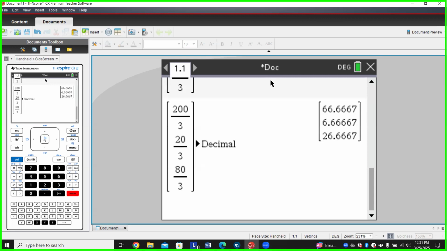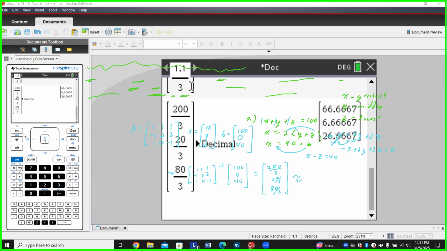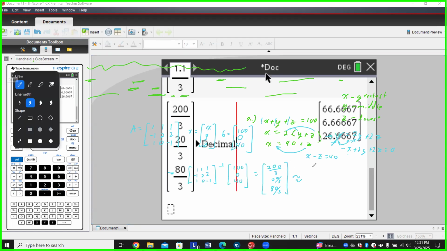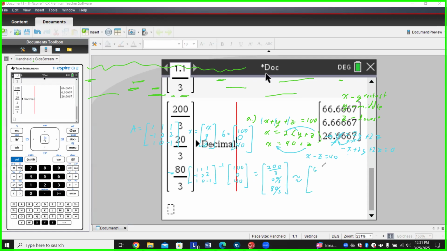Okay. So in this situation, what would be the approximate amount for the matrix here? 67, 7, and 27. So go ahead. Menu 2, 1, enter, after you've got the previous stuff in there.